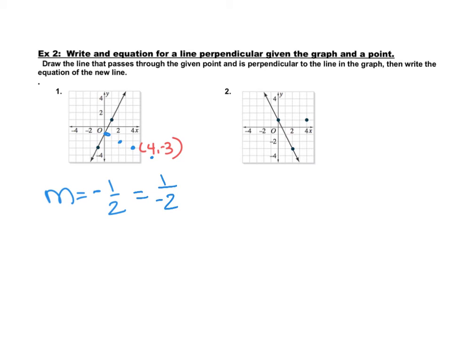And so notice our perpendicular line then is going to be going through that y-intercept of -1. So let's write an equation for our new line. We're going to have y is equal to, and our slope is going to be -1/2, and it's going through the y-intercept at -1.